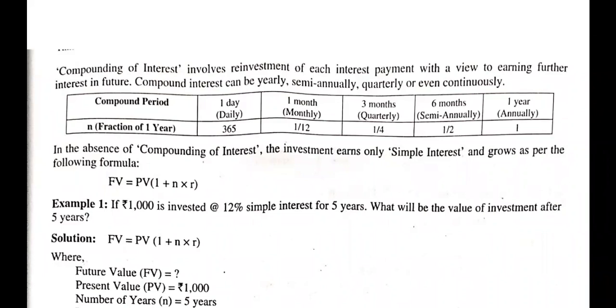Directly you can do interest into number of years into R rate, or we can use this formula: future value equal to present value into bracket 1 plus n into R bracket complete. Okay, let us see one problem.